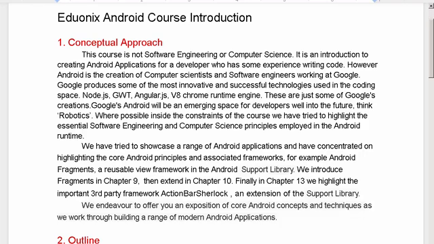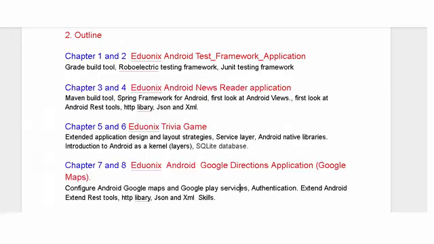We endeavour to offer you an exposition of core Android concepts and techniques as we work through building a range of modern Android applications. So let's just step through and outline each application that we will build over the length of the course. In the first 8 chapters, we build the 4 applications highlighted below: a test framework application, a newsreader application, a trivia game, and a Google Direction Google Maps API application. In the first 8 chapters, we concentrate on the basic fundamentals and structure of Android projects.